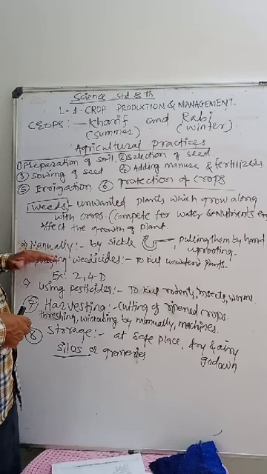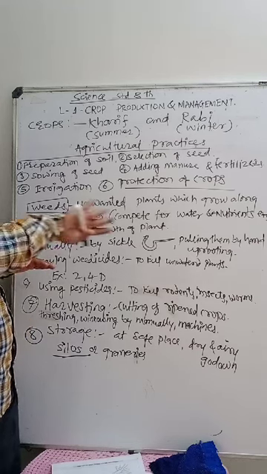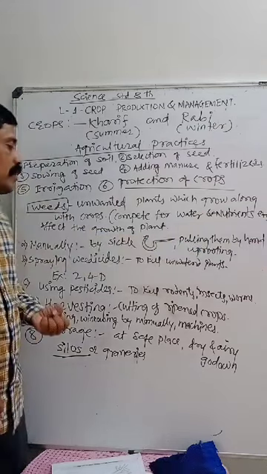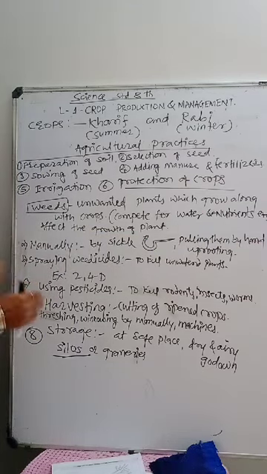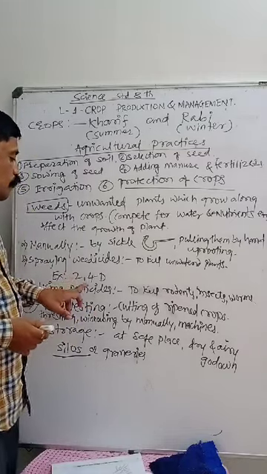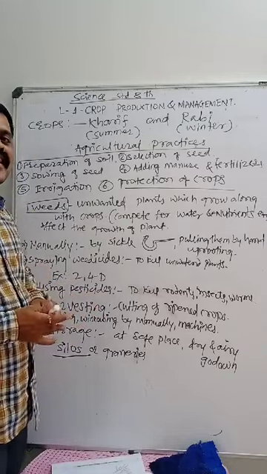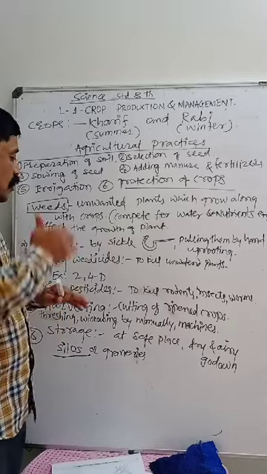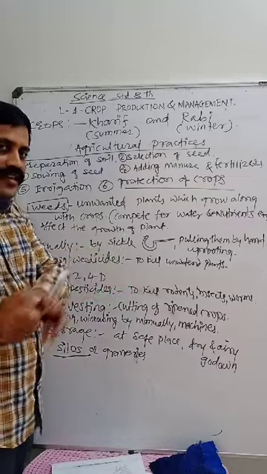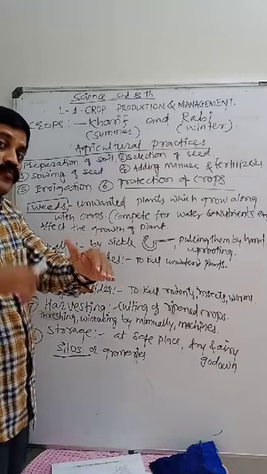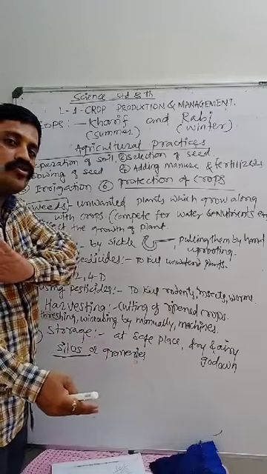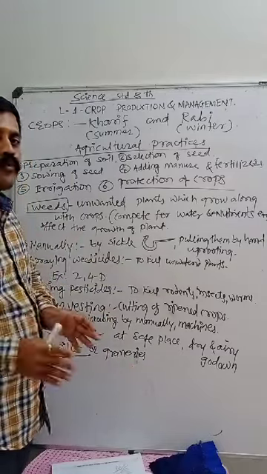So weeding, or removing weeds, can be done manually, by sickle, or by pulling them out by hand, uprooting, or spreading weedicides. Chemicals are also available, like 2,4-D. 2,4-D is a chemical, which is what we call weedicides. It has to be sprayed. After spraying these weedicides, the weeds will die. It helps to kill weeds, but it is not affecting the growing crop.